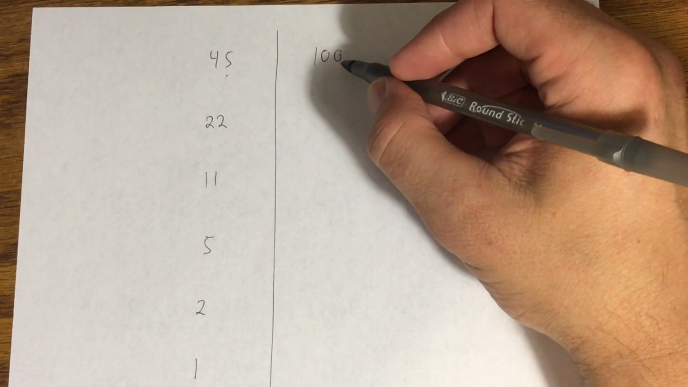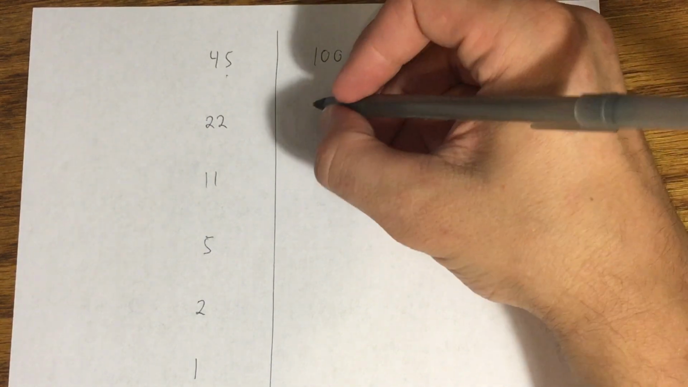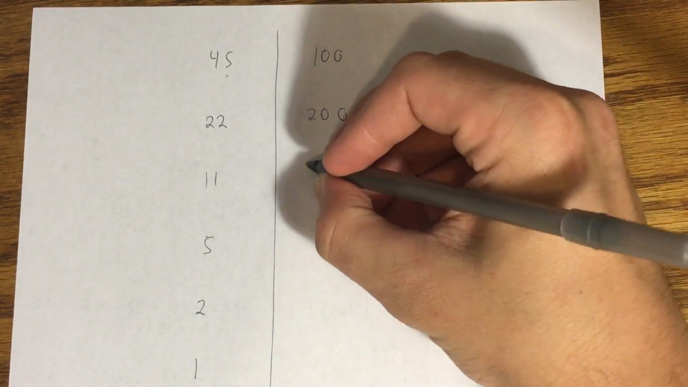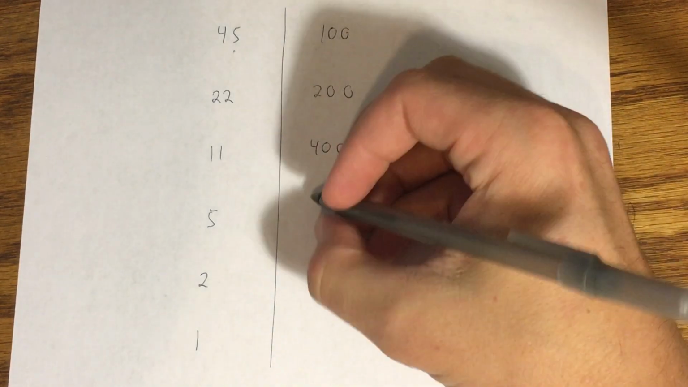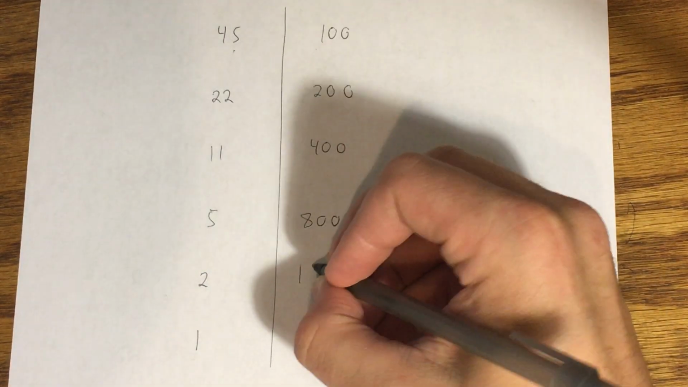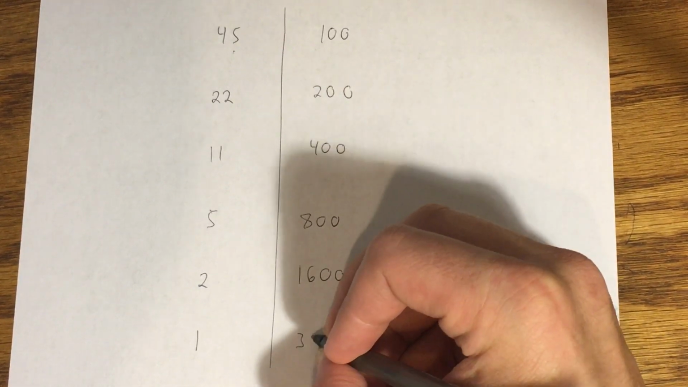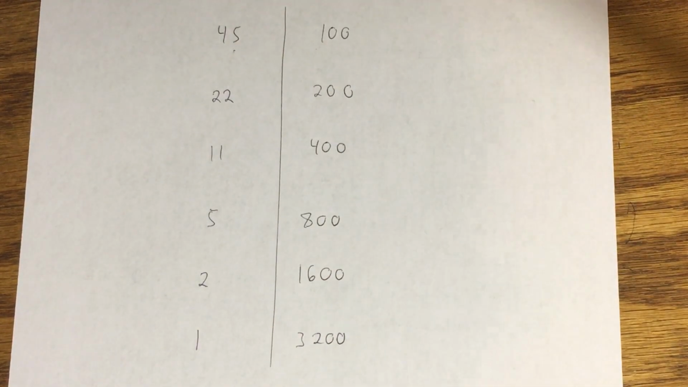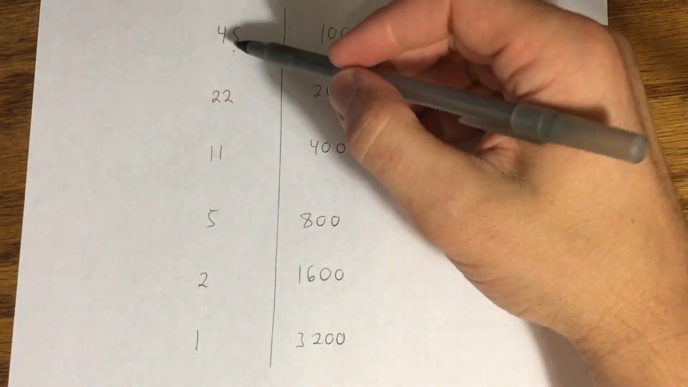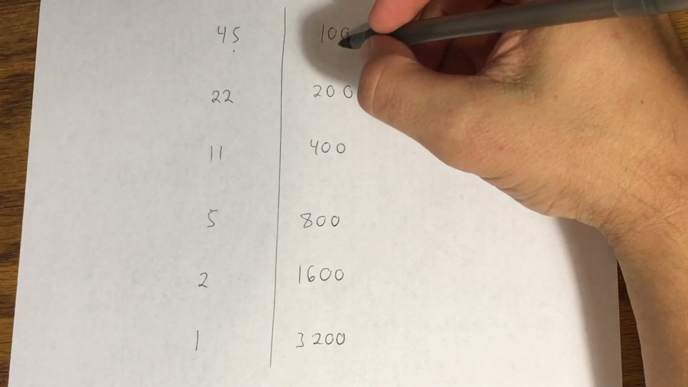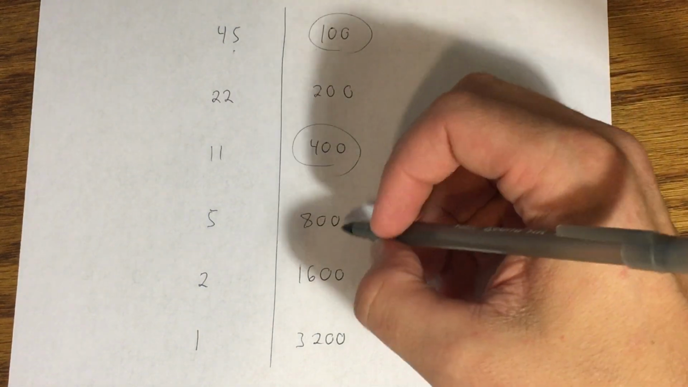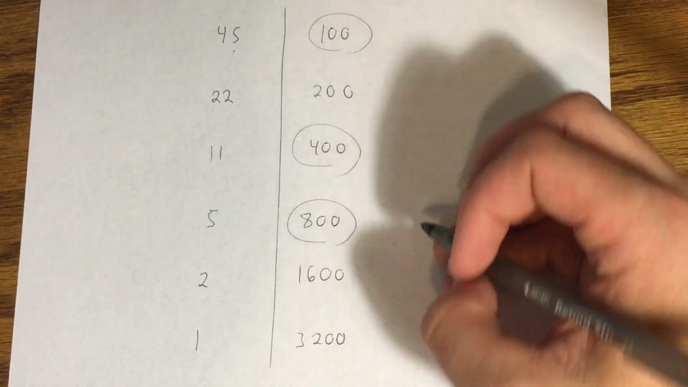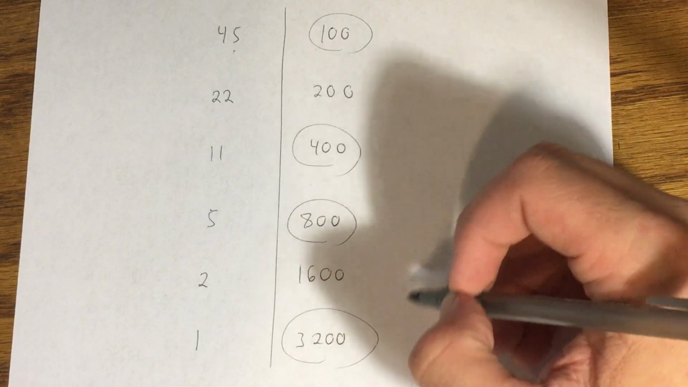Okay, then over here, I do the opposite. I double this number. So that gives me 200, 400. I keep going and doubling until I get down to the end. 800, 1600, 3200. Then what I do is in my left column, I look for any odd numbers. And the numbers in the second column that are adjacent to those odd numbers, I'm going to circle those because they're going to get added together. That's these guys right here.